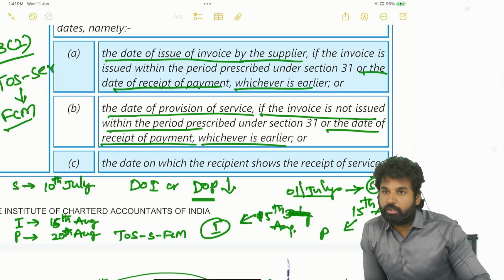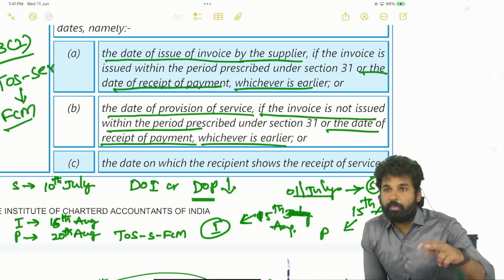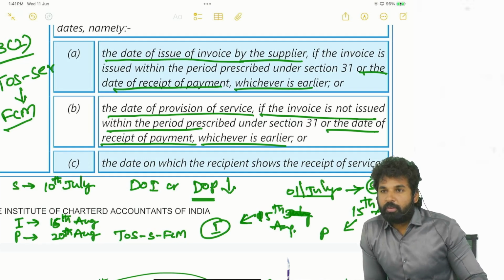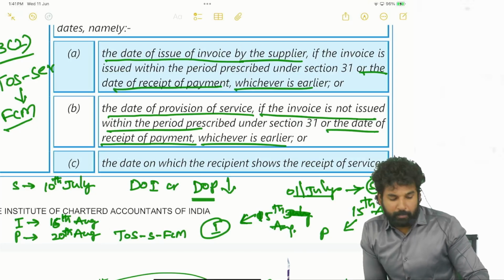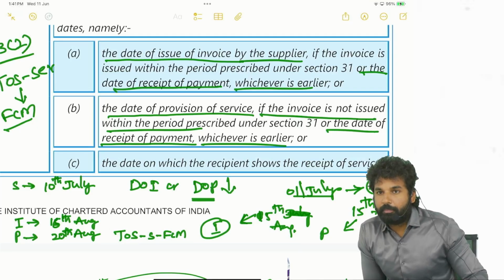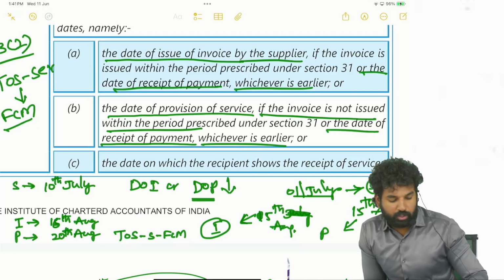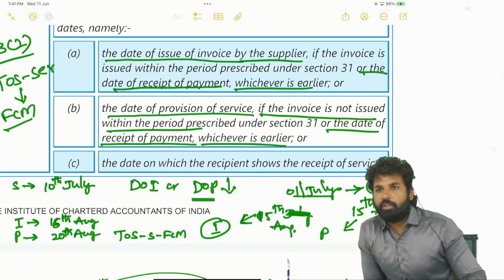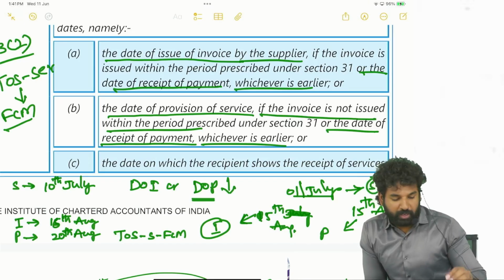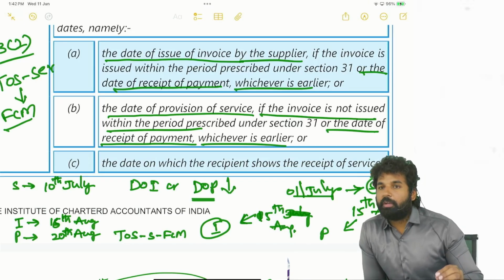But when the invoice is issued on 16th August, that means the invoice is not issued within the time. Then what will be the provision now? Time of supply will be date of provision of service or date of payment, whichever is earlier. So 10th July or 20th August, whichever is earlier. 10th July is the time of supply. So by this, what has happened? The liability of GST has come to July month instead of August month.